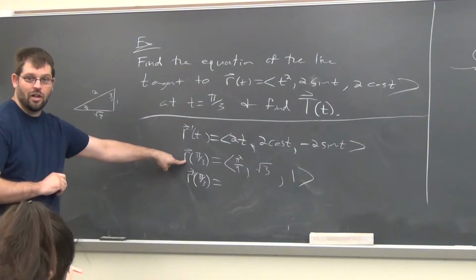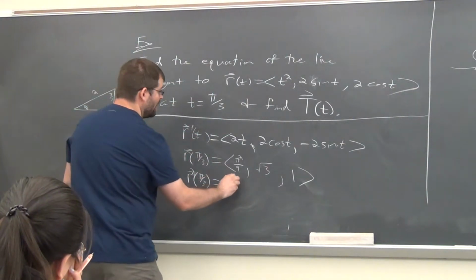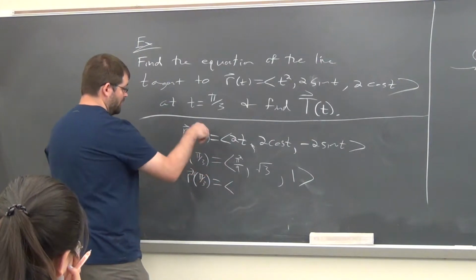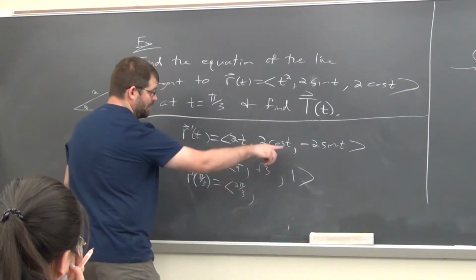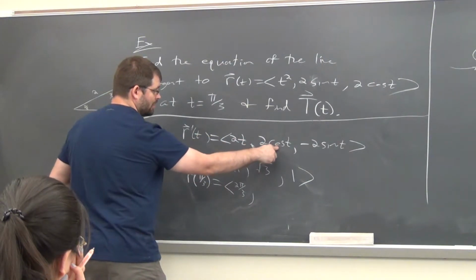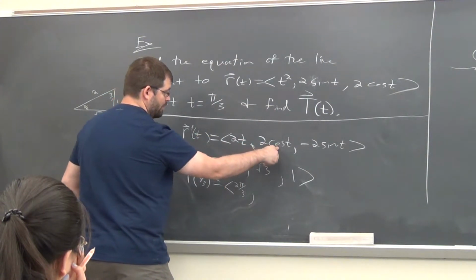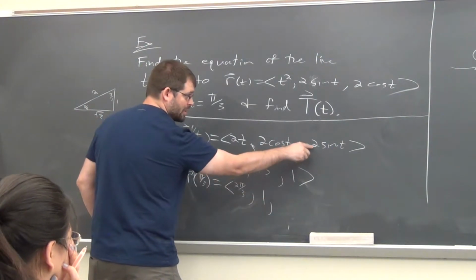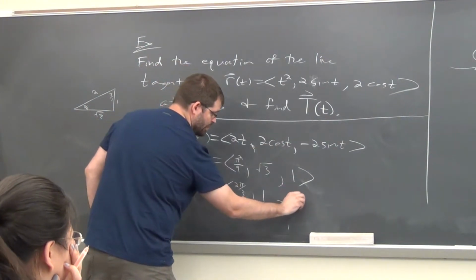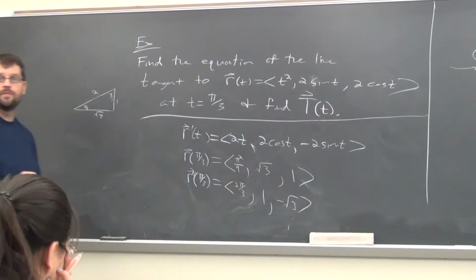And then r prime. So that one will give us 2 pi over 3, and then these flip, right? So this one's 1/2, well, 2 times 1/2, right? So 1, and then this one's now negative root 3. Does that make sense?